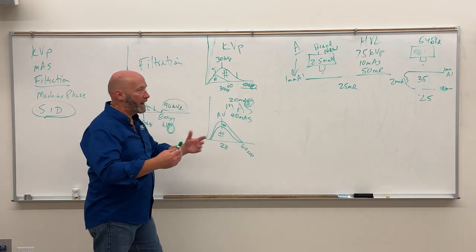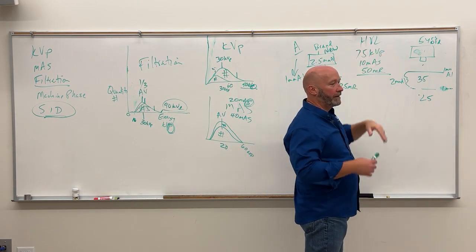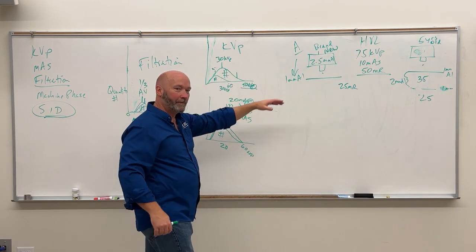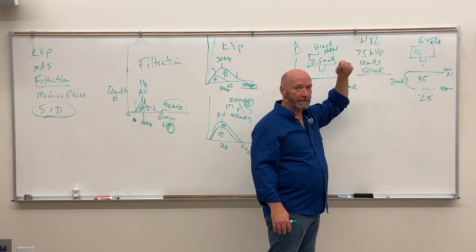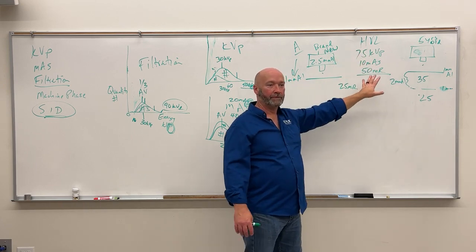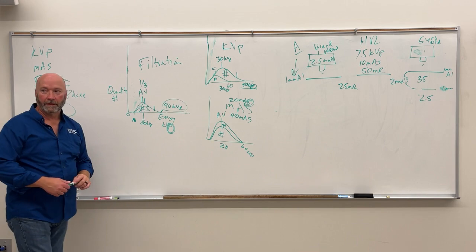Okay. So half value layer, kVp is a measure of beam quality. Half value layer is a better measure of beam quality. Just file that away. You'll work a problem for this, but in clinical practice, you're never going to measure that. But I almost guarantee it'll be on registry.